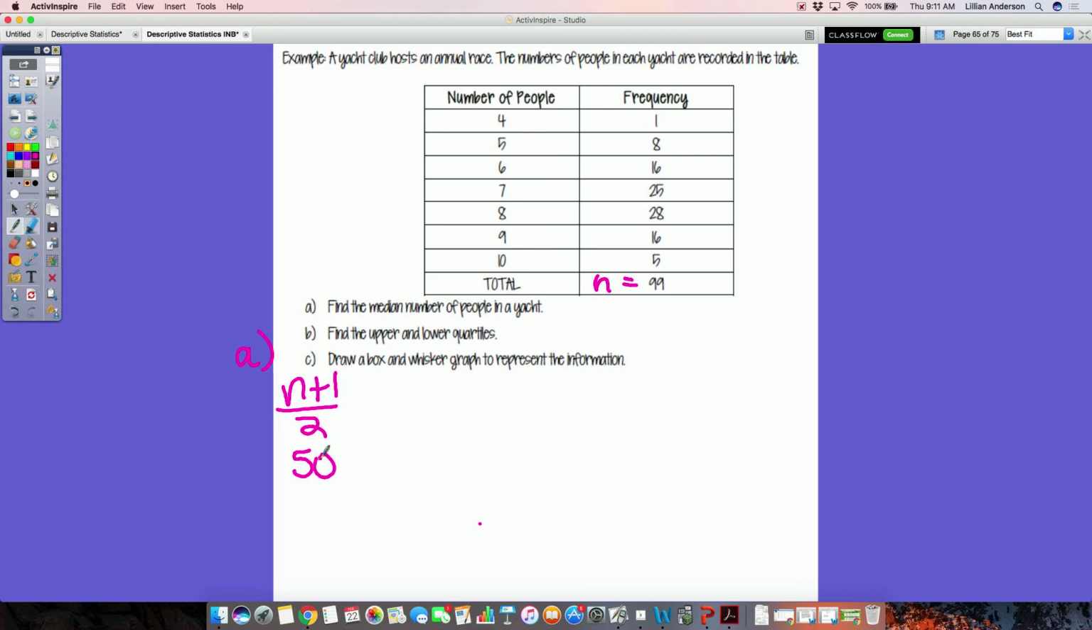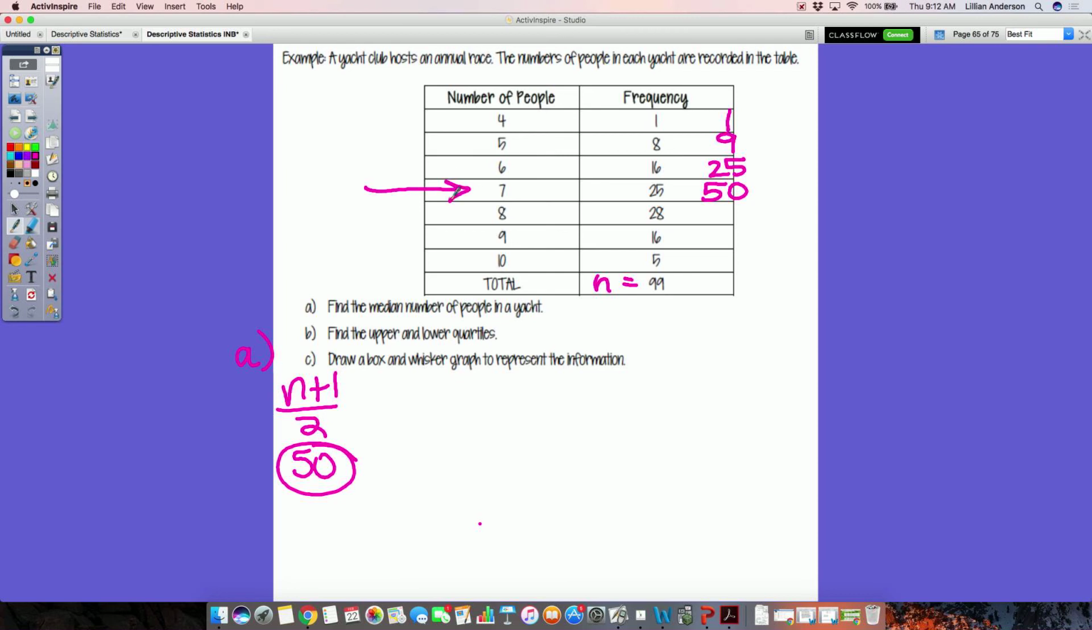What's 1 plus 8? 9. What's 9 plus 16? 25. What's 25 plus 25? 50. What am I doing here? By adding these up, I'm finding the what? I'm finding the cumulative frequency. So basically, my 50th piece of data is going to lie right here.